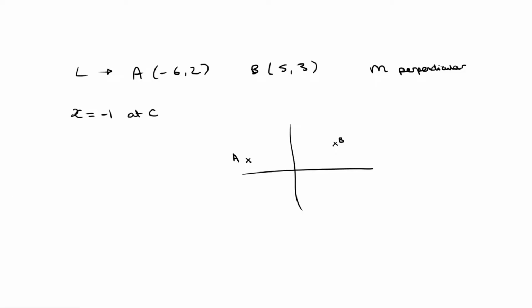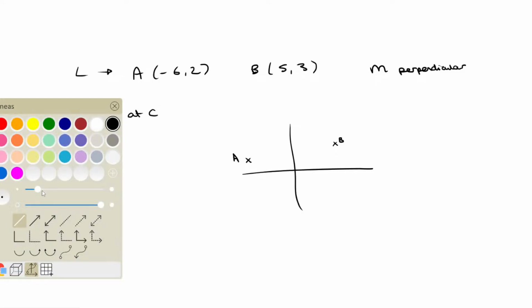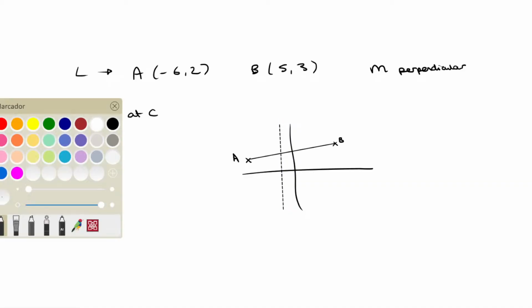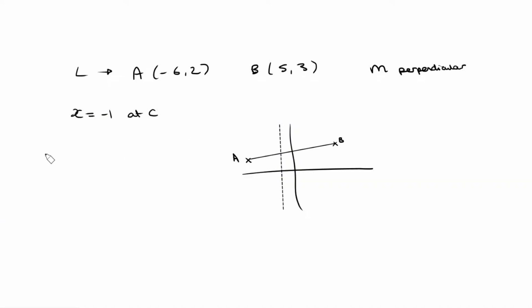So obviously then you've got the line, make my line a bit smaller. So this is line L. M is then perpendicular to that at the midpoint and crosses through at x is -1. Let's say that's -1, right? That's the line x is -1. And you want to work out the area of triangle ABC.